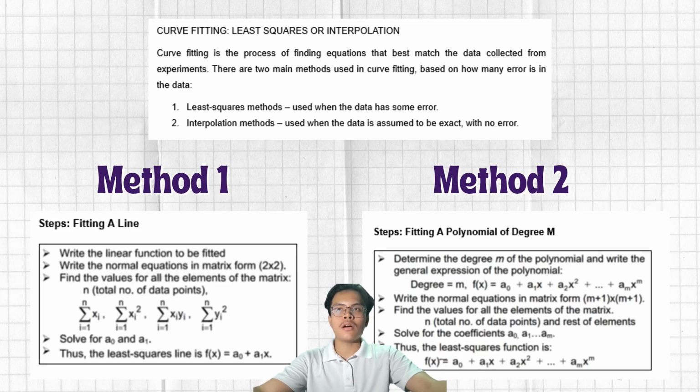Determine the degree m of the polynomial and write the general expression of the polynomial. Degree equals m, f(x) equals a0 plus a1x plus a2x squared plus etc. plus am x^m. Write the normal equation in matrix form (m plus 1) by (m plus 1). Find the values for all the elements of the matrix, n which is the total number of data points, and the rest of the elements. So for the coefficients a0, a1, etc. am, thus the least squares function is f(x) equals a0 plus a1x plus a2x squared plus etc. plus amx to the power of m.